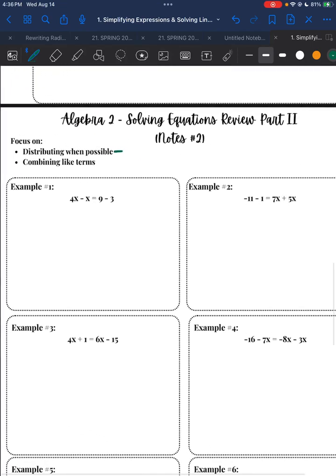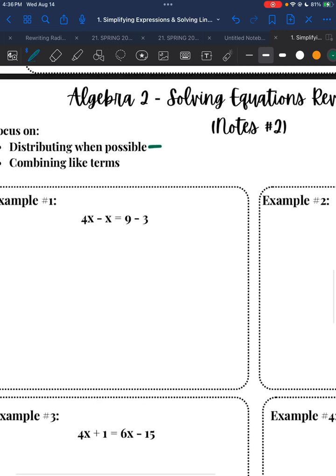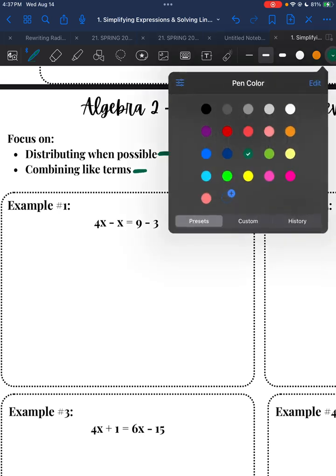For day 2, we're going to continue with solving equations from day 1. So same as last time, distribute when possible. Whenever you see parentheses, you need to distribute first. And then combining like terms, if you can combine stuff on the same side, you need to do that afterwards.